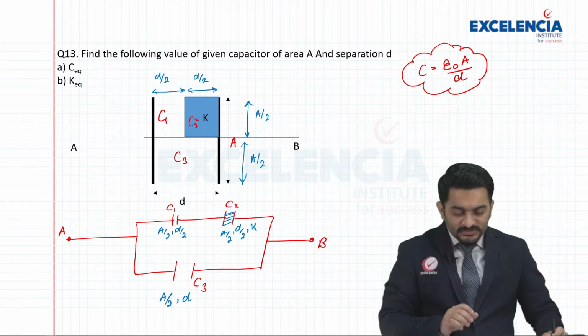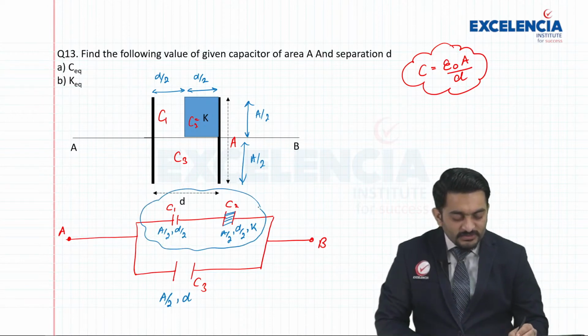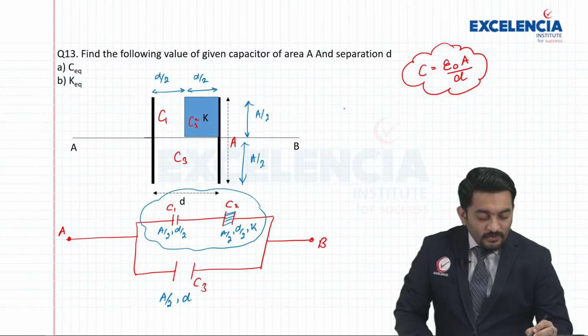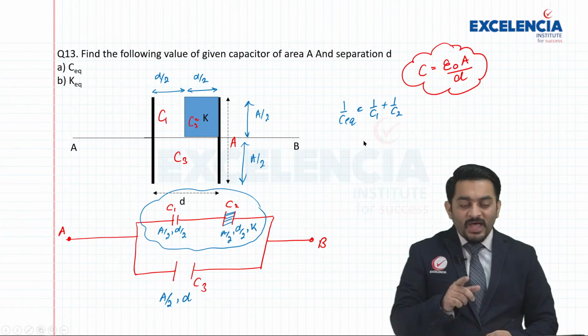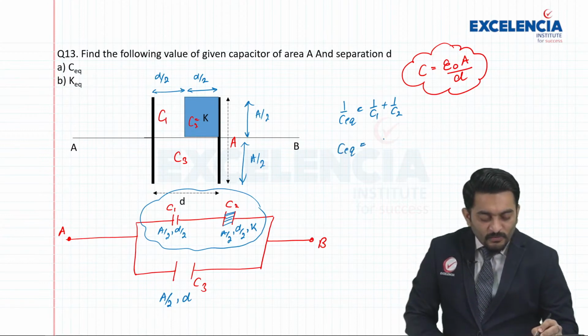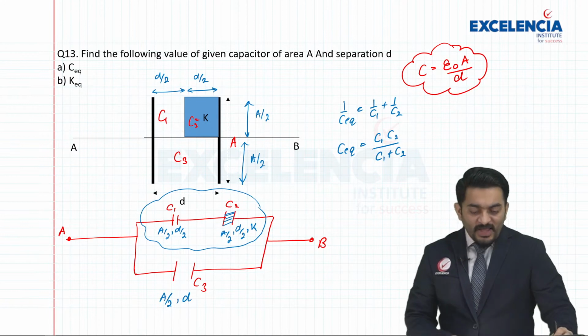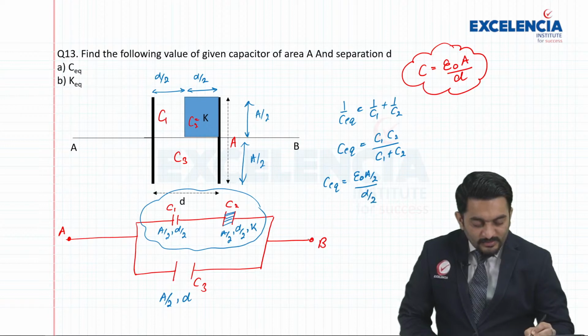What you need to do when you solve this question for C equivalent is first solve for these two, because C1 and C2 appear to be in series. For capacitors in series, the formula uses the reciprocal of C1 and C2. So I recommend that you can directly do this: the C equivalent value will be C1 into C2 upon C1 plus C2. We have the value of C1, so I will plug in the value. C1 is epsilon naught A by 2 and this is D by 2.